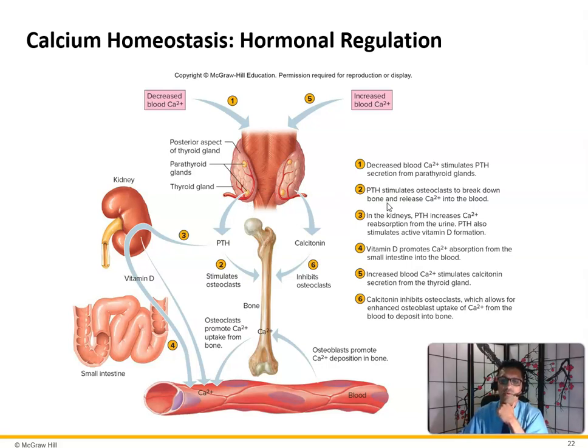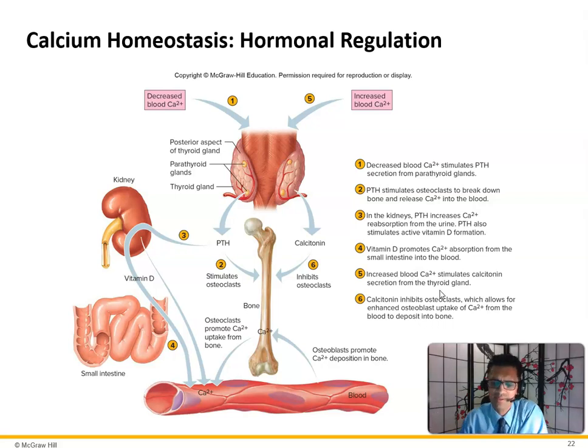The parathyroid hormone stimulates osteoclasts to break down bone and release calcium into the blood. In the kidneys, parathyroid hormone increases calcium reabsorption from the urine, and parathyroid hormone also stimulates active vitamin D formation. So then vitamin D will promote calcium absorption from the small intestine into the blood. Increased blood calcium stimulates calcitonin secretion from the thyroid gland, and the calcitonin inhibits osteoclasts, which allows for enhanced osteoblast uptake of calcium from the blood to deposit into bone.